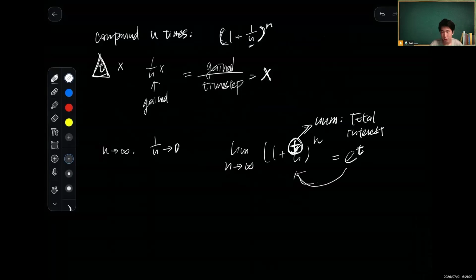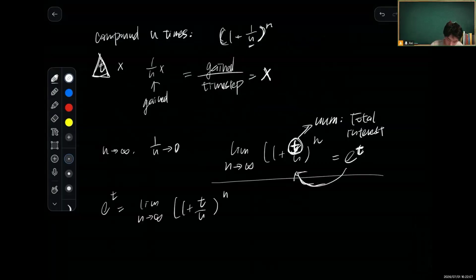Because remember, compounding is growing exponentially, so naturally it can be written as e to the t power. This is the definition of the natural base, the exponential function of the natural base. This is our ultimate conclusion. So this is the very, very special function we're talking about, where at every single time step, the rate of change is exactly the value of the function itself.